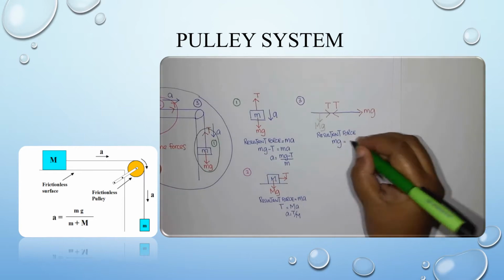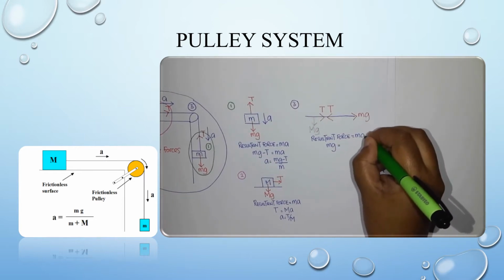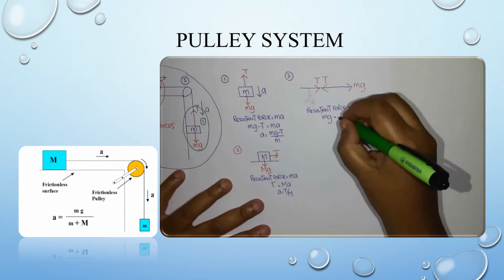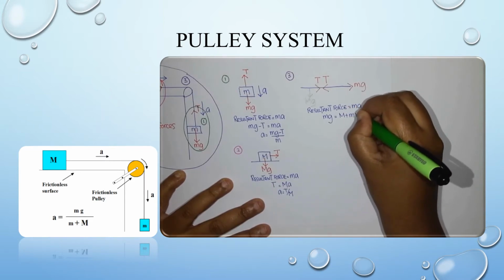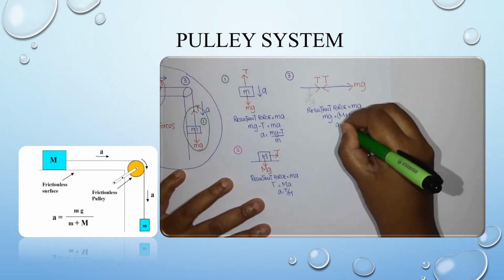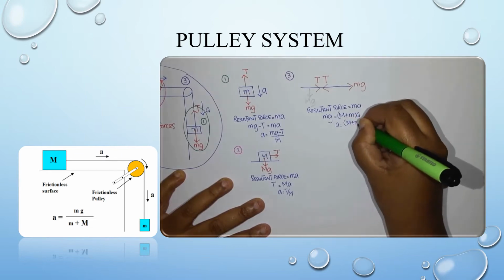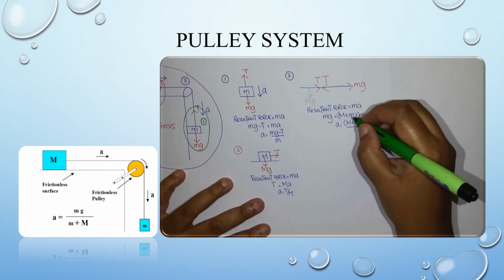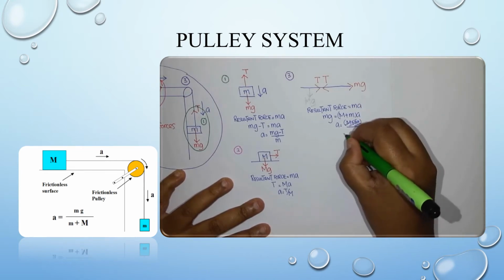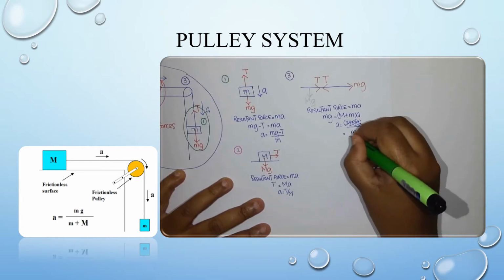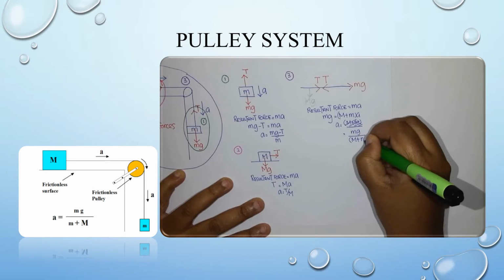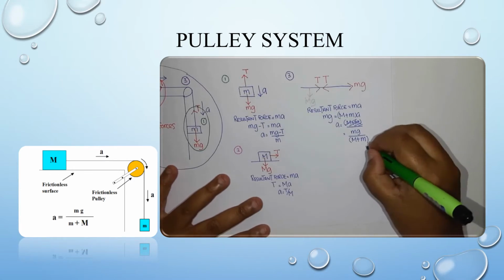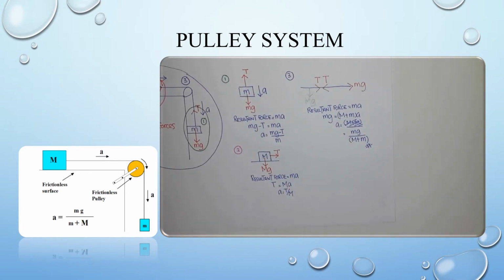So mg is equal to, Newton's second law says, ma. Here the mass will be the total mass of the system, which is capital M plus small m, times A. So capital A is equal to mg divided by capital M plus small m. You bring it to this side. Alright, this is how it is done.